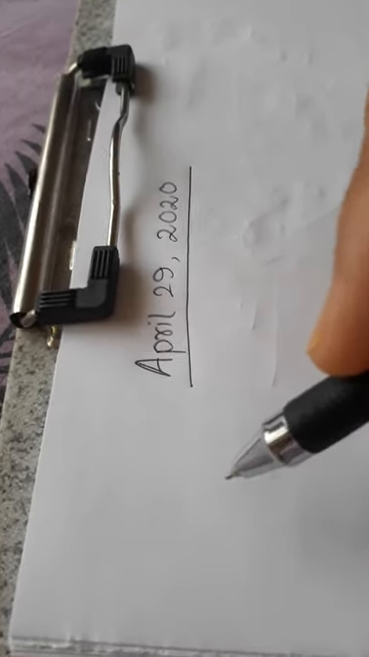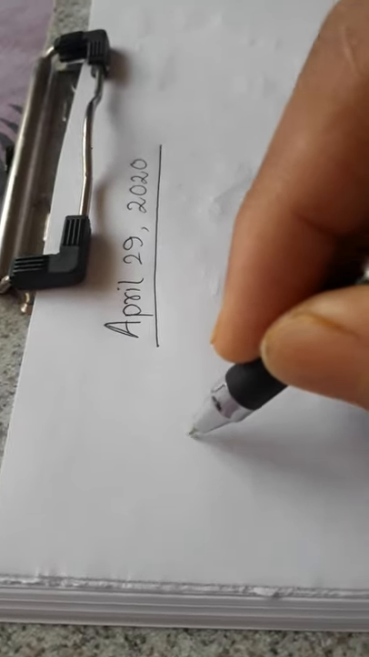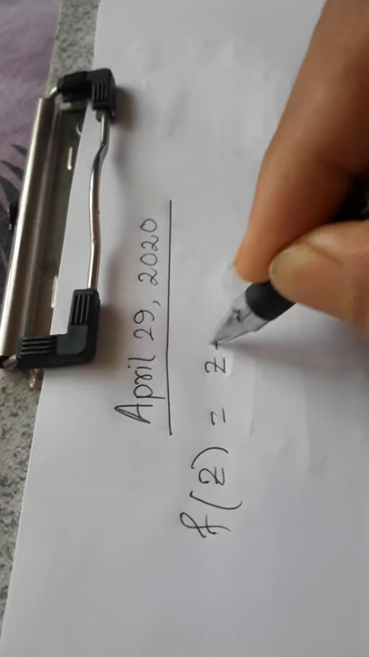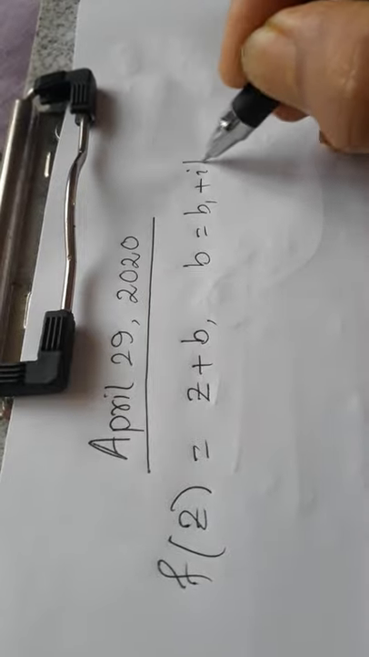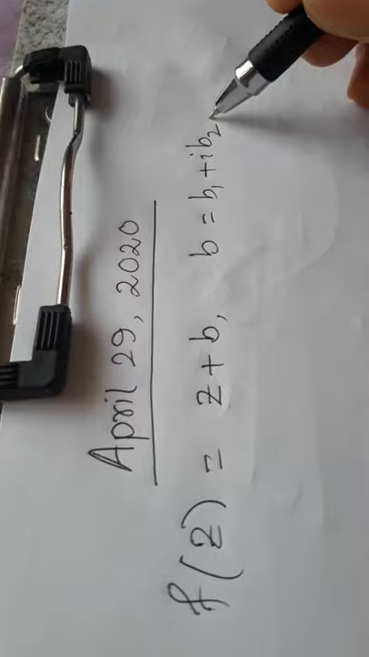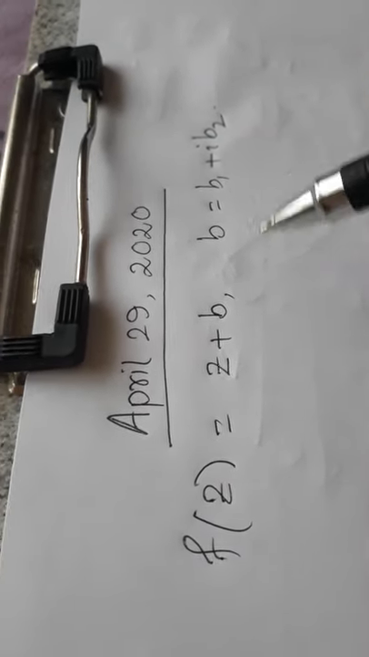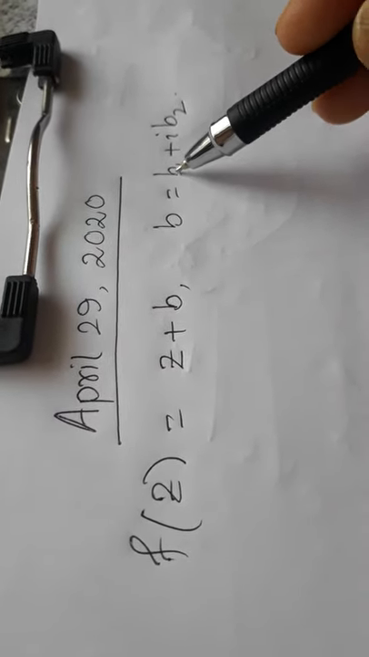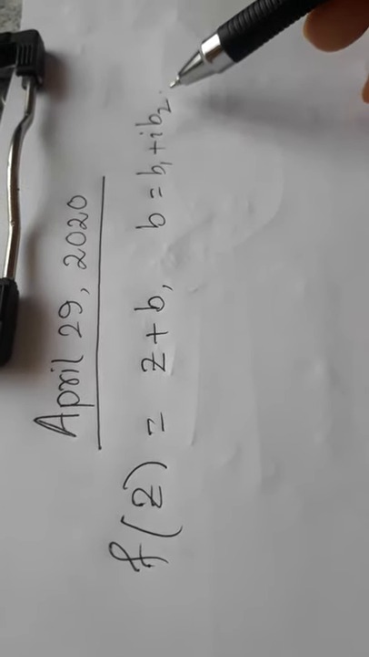Okay, in my last video, we discussed a transformation f(z) equal to z plus b, where b is a fixed complex number, b1 plus i b2. So we have seen that this is actually a translation transformation. It will be translated b1 units on the real axis and b2 units on the imaginary axis.